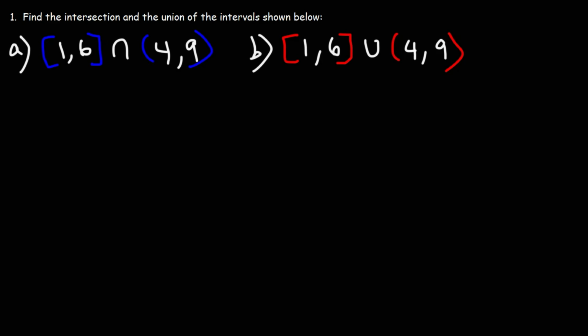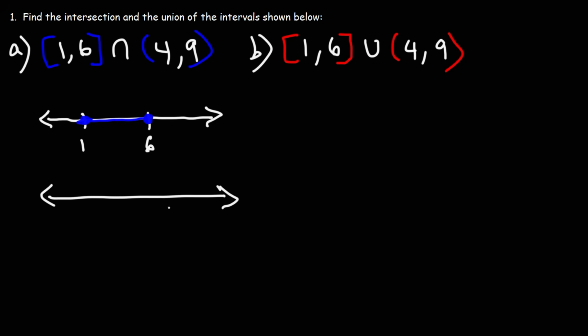Now let's try another example. Feel free to pause the video if you want to work on this. So let's graph the first interval, which is going to be from 1 to 6. Now we have a set of brackets, so we're going to put a closed circle at 1 and at 6. Now let's graph the second interval. So it's going to start up at 4 and it's going to end at 9. We have a set of parentheses, so we're going to have an open circle at 4 and at 9.